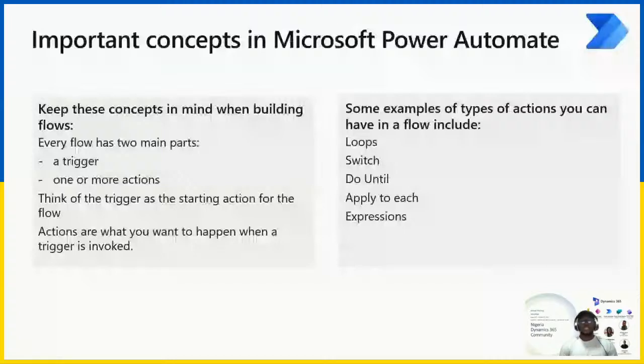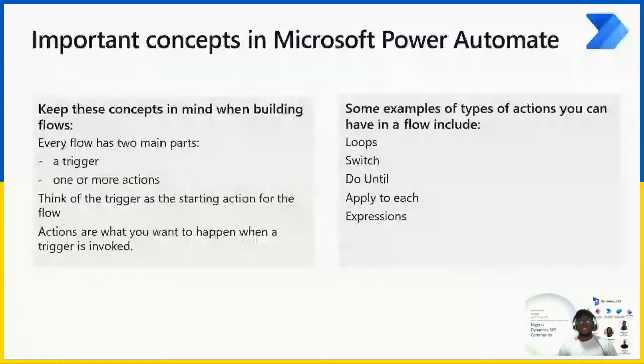Now, these triggers and actions, they lie in your connectors. So you need to first of all understand what applications and services you want to connect to and what triggers and actions are available in them. So you can actually connect to those available triggers and actions then to build your entire Power Automate flow.